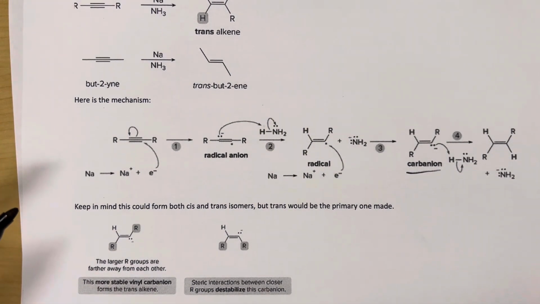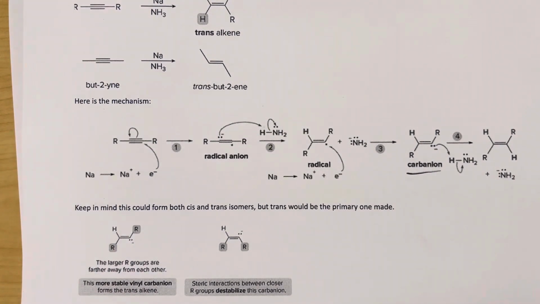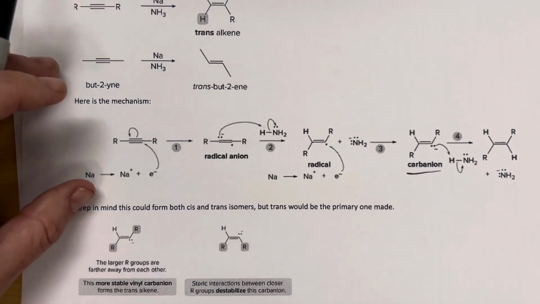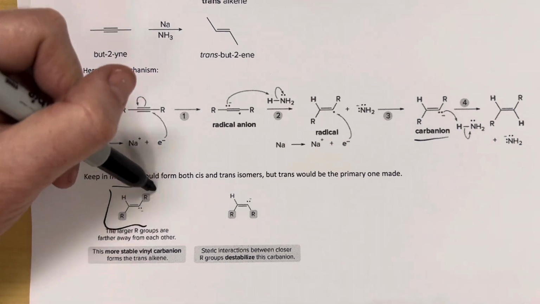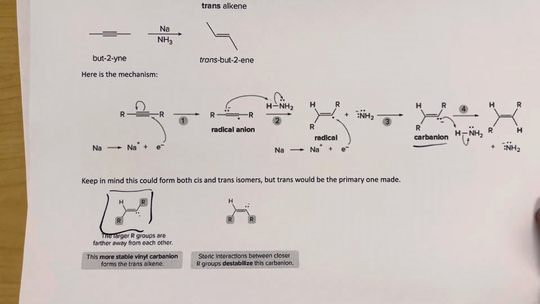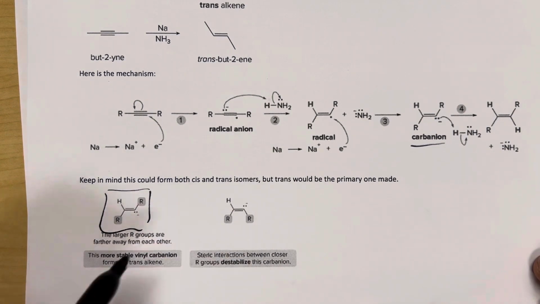generally the trans. If it does come this way, it's not going to be a primary at all, and that's exactly what this is saying. So you might get cis or trans, but no matter what, the trans would be the primary one that is going to be produced. All right. Okay. Yeah, I know it talks about like this is the vinyl. That makes a lot of sense. This is the vinyl carbocation, which is a lot more stable than over here where we have this cis situation.